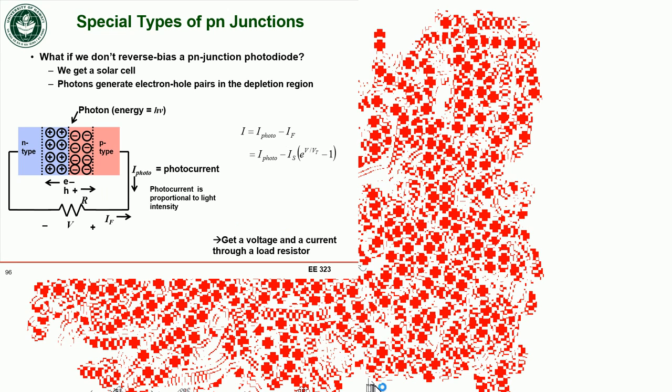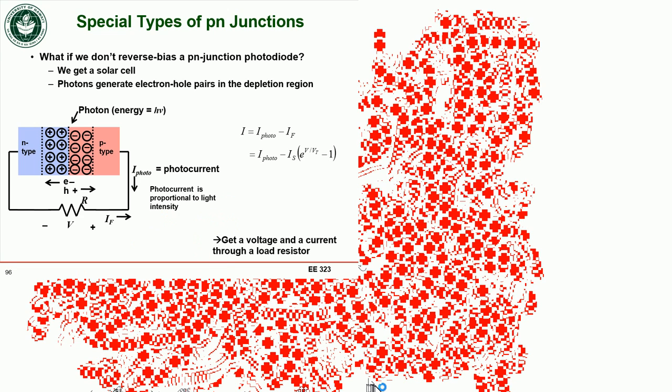If you don't reverse bias the photodiode, then you can get a solar cell. So now I don't put any bias on it at all, and I'll just put a resistor connected up to that PN junction. Now if I shine light on the PN junction, I still generate those charge carriers. They still move out of the depletion region because of that electric field. So it's still moving charge, and I'm going to get a current that flows through a load that I connect to that diode.